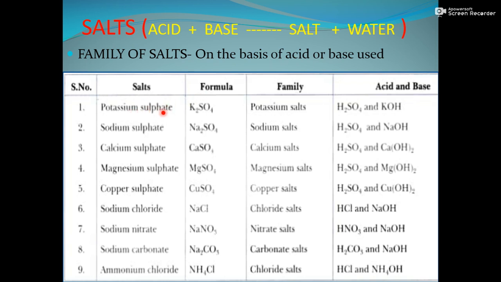For example, potassium sulfate. The formula is K2SO4 and the family is potassium salt. It means that in the formation of potassium sulfate, sulfuric acid and potassium hydroxide are used. So here we give the name of the family on the basis of the base used, that is potassium hydroxide. All the salts made up of potassium hydroxide come in the family of potassium salt.